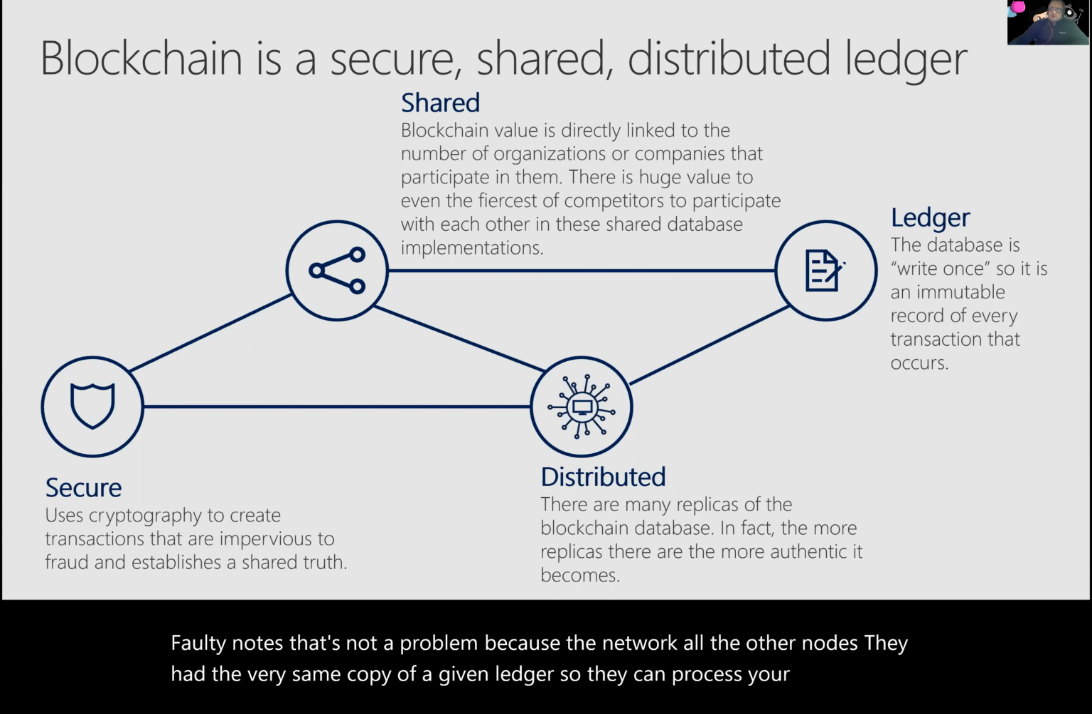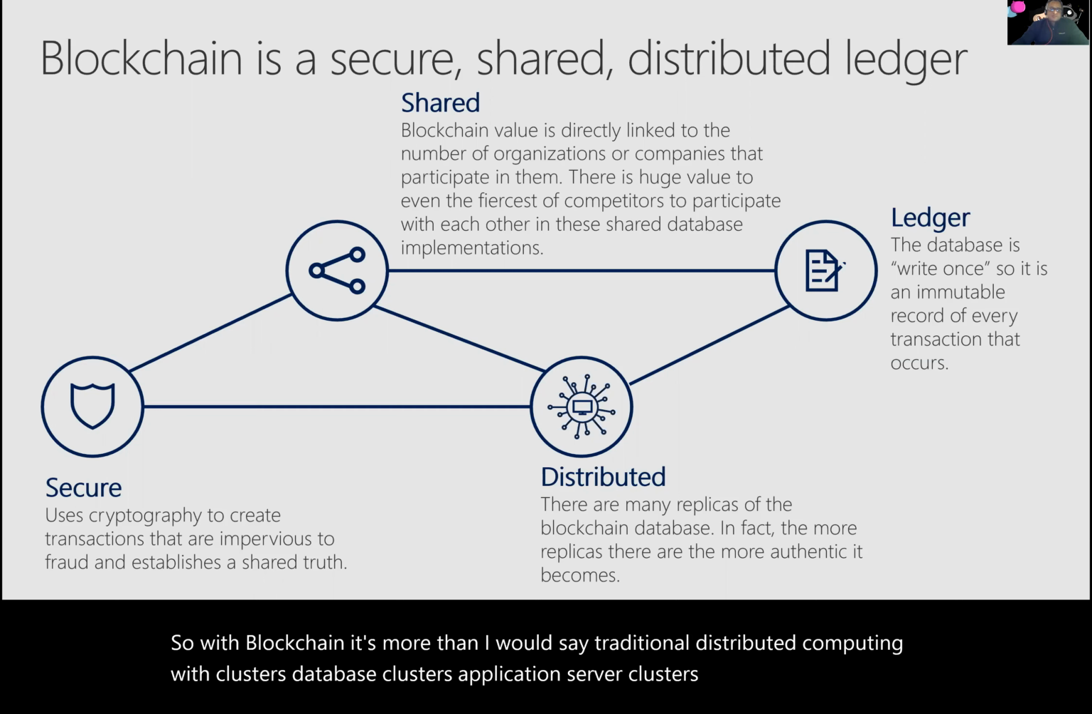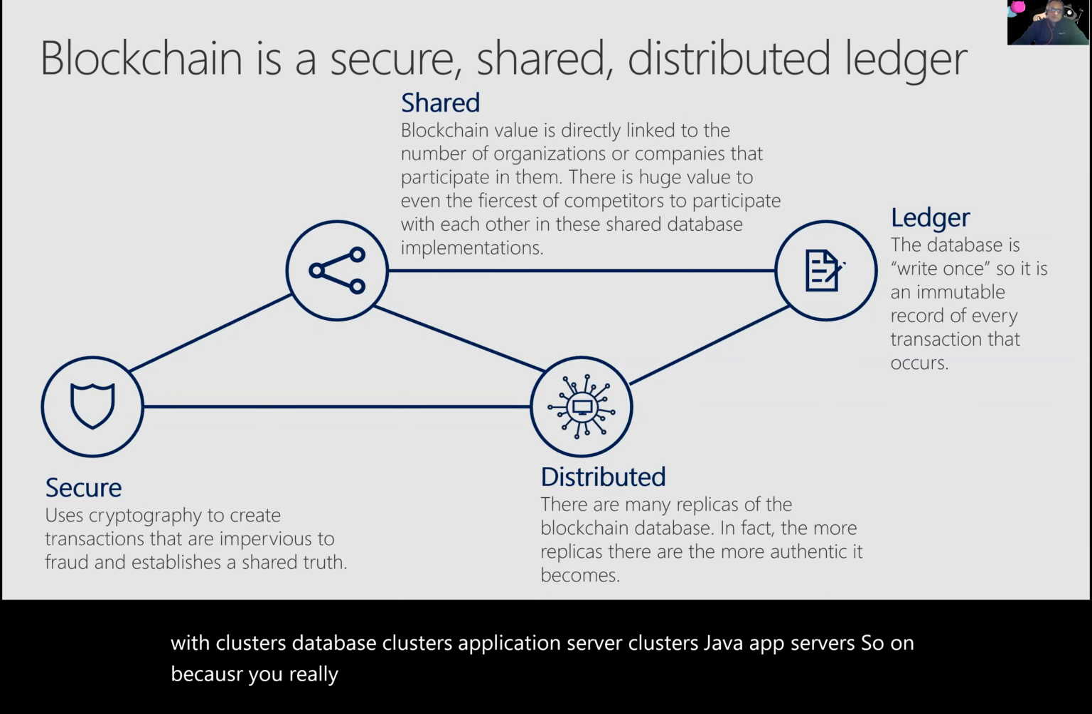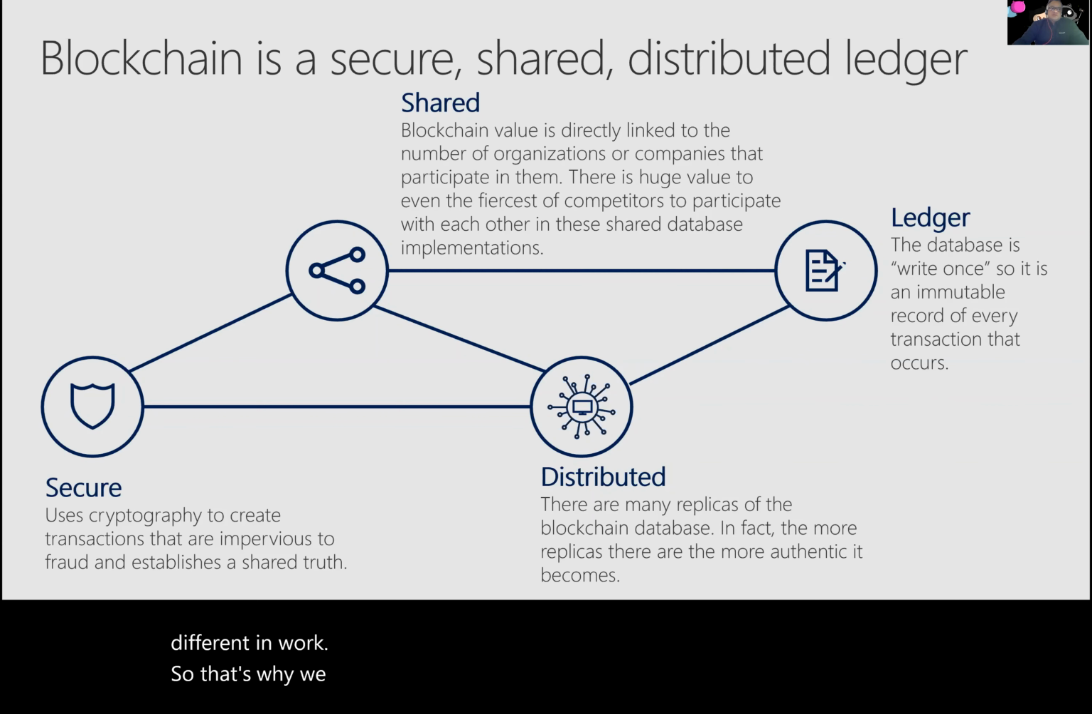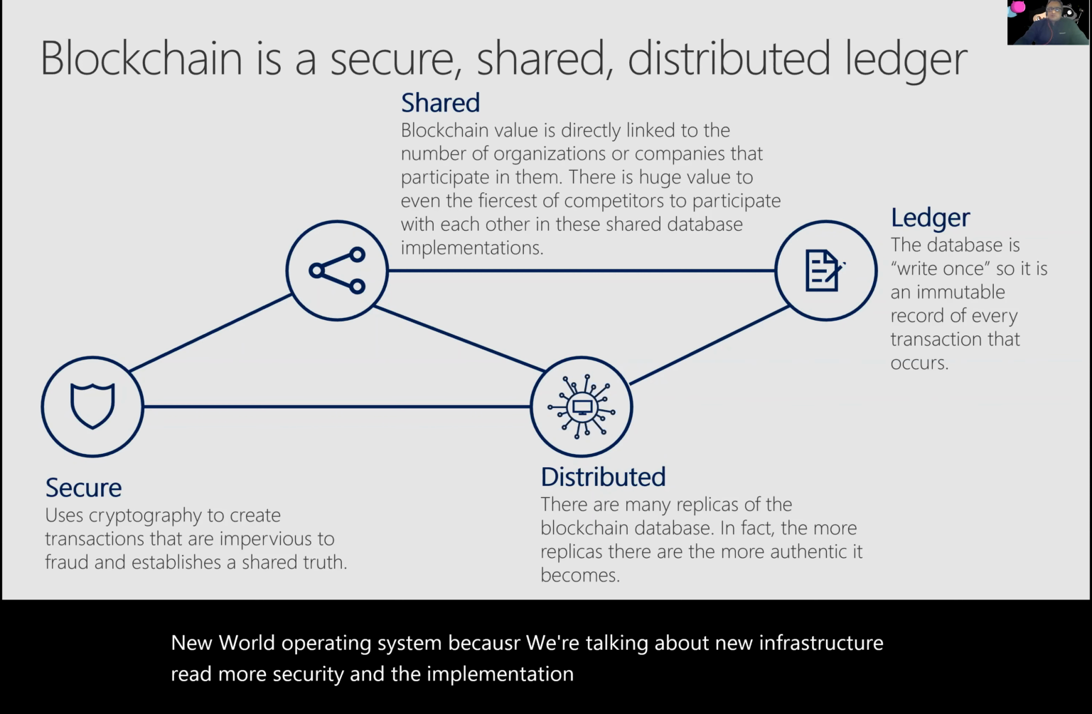So with blockchain, it's more than traditional distributed computing with clusters, database clusters, application server clusters like Java app servers and so on, because you really eliminate any single point of failure. It's a different network. So that's why we call this blockchain network the Web 3.0 or the new world operating system, because we are talking about new infrastructure with more security and the implementation of several architectural non-functional requirements in an optimal way.